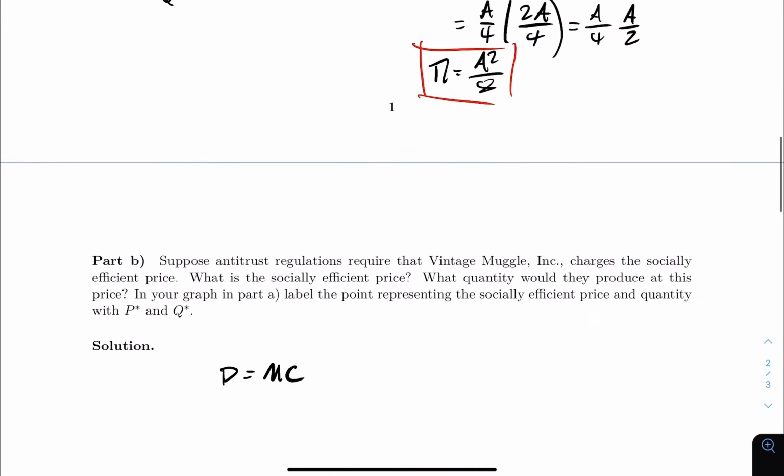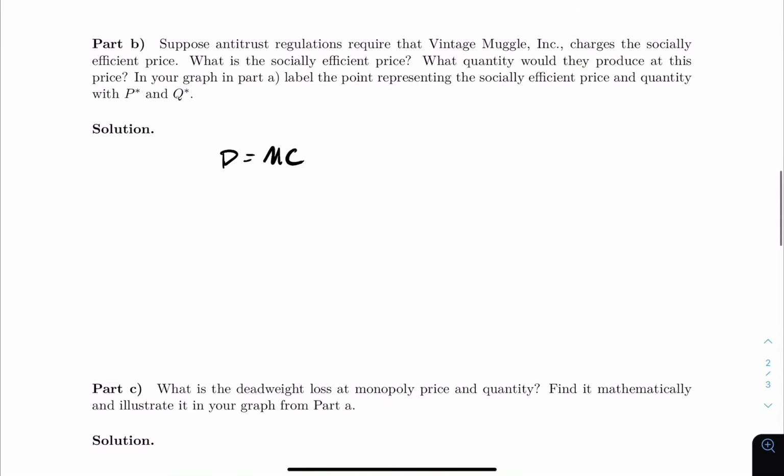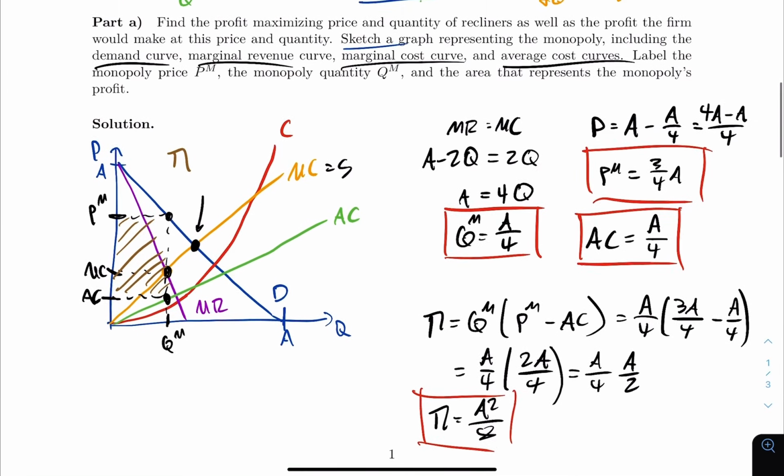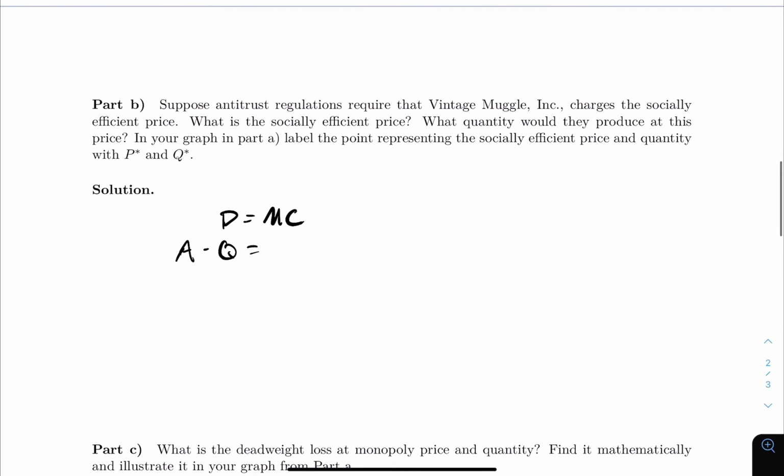So our inverse demand curve is A minus Q. And our marginal cost is 2Q. Then we can solve for Q. We have 3Q on one side equal to A, so Q is equal to A over 3.